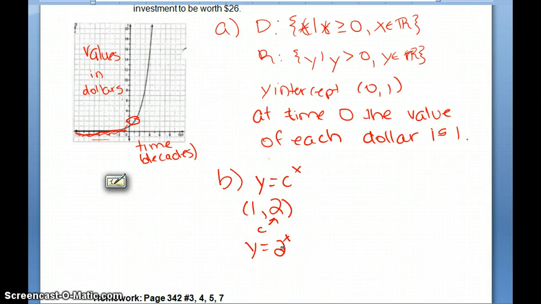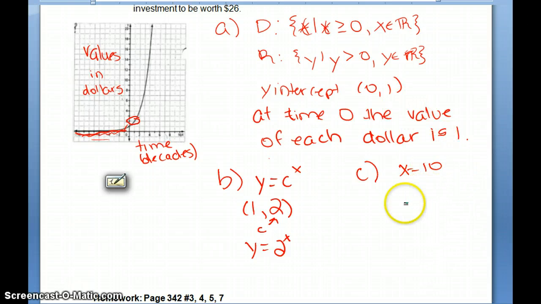Okay, so we kind of saw that trick from the last question. Hopefully we still remember that. Alright, so that is our exponential function there. And so now we'll move on to C. C is asking what is the value of $1 invested for 10 years. So that is when x is equal to 10.